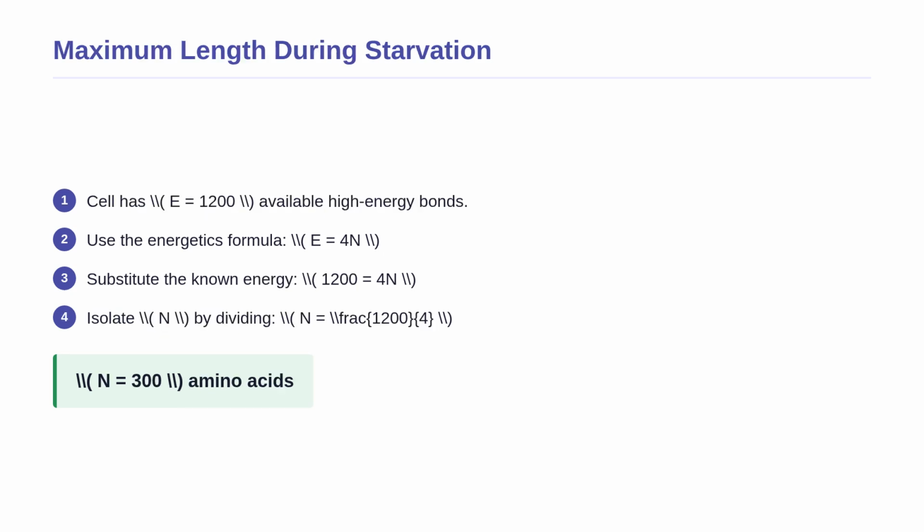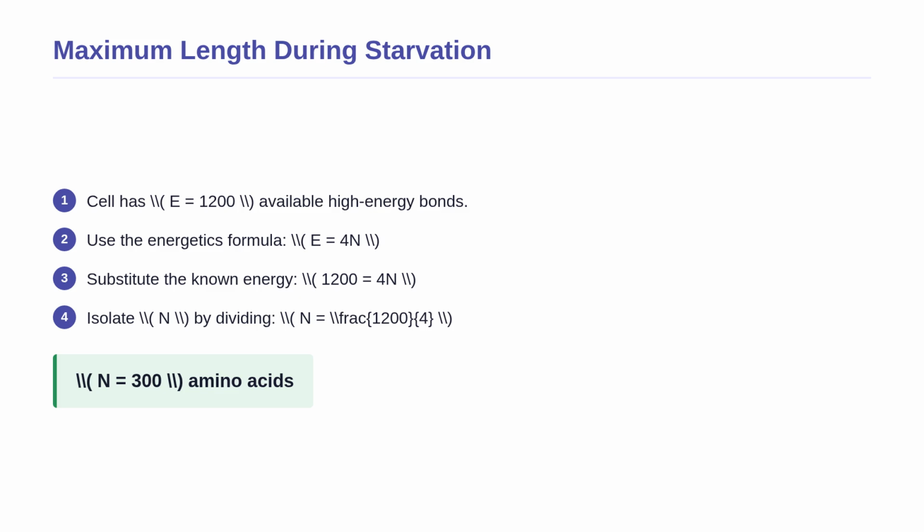This formula we just saw leads us to another important scenario. During a period of severe starvation, a cell has a depleted energy reserve containing only 1,200 available high-energy phosphate bonds dedicated to translation. We are asked to find the maximum length of a single protein chain the cell can synthesize. We use the same energetics formula, but this time we are solving backwards for the protein length, N.